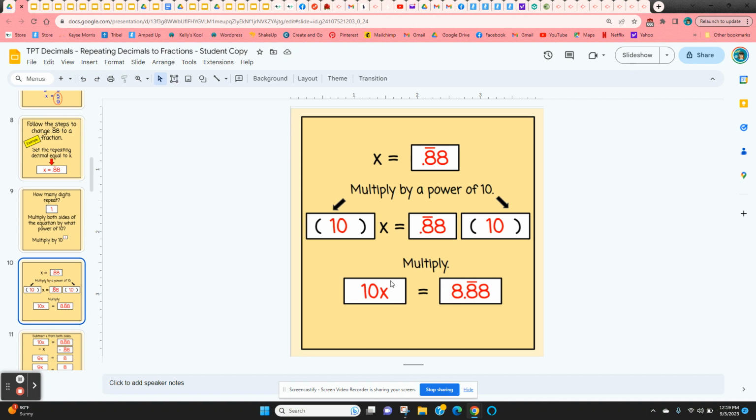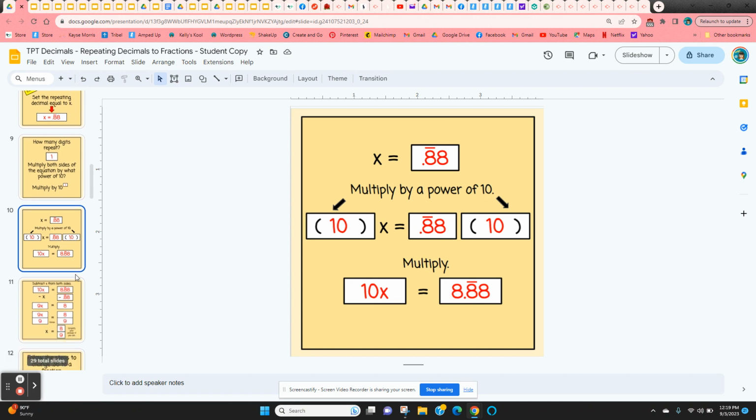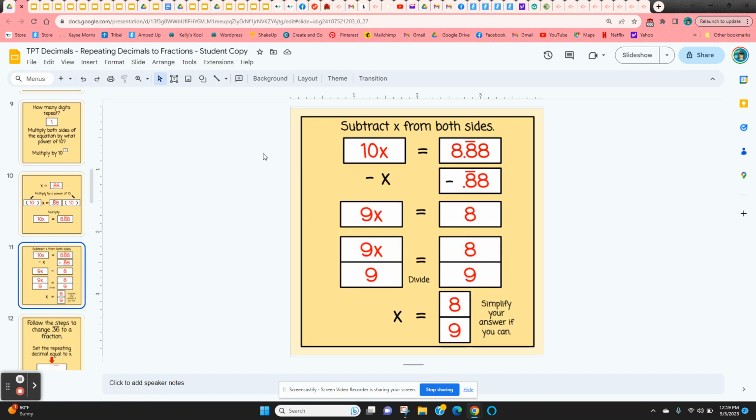Now, once they do the multiplication here, they get 10x. And again, that decimal point is just going to move one place to the right, and they get 8.88 with that 8 repeating. On the next slide, they're going to subtract x from both sides. Here they'll get 9x, 10x minus 1x. And here, when they subtract, they're just going to end up with a whole number 8. So they get 9x equals 8. And here, if they divide both sides by 9, they're going to get x equals the fraction 8/9.